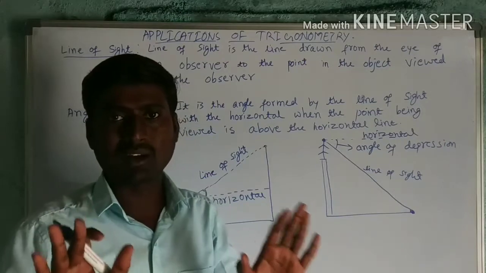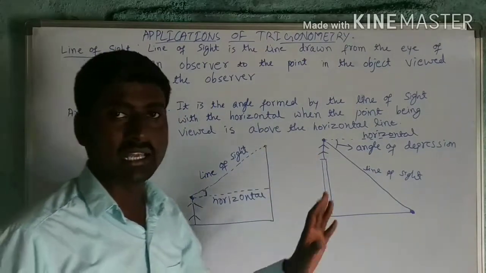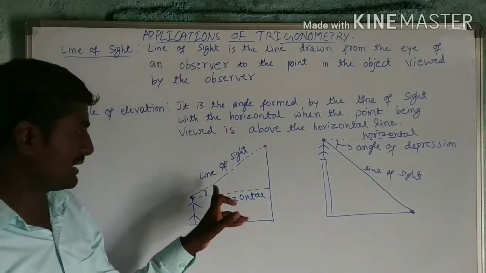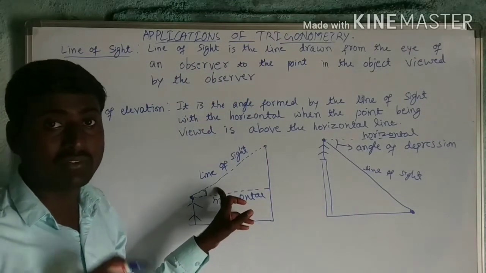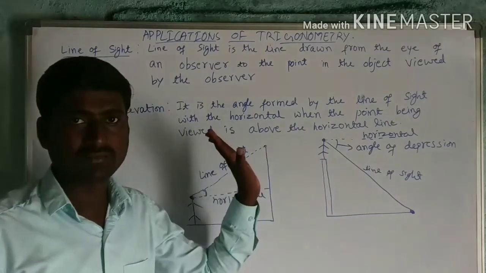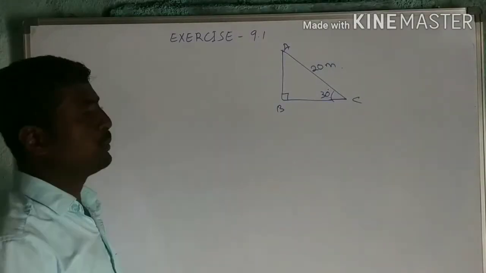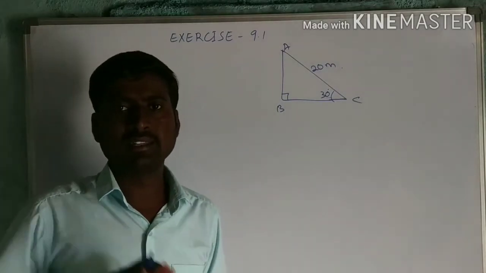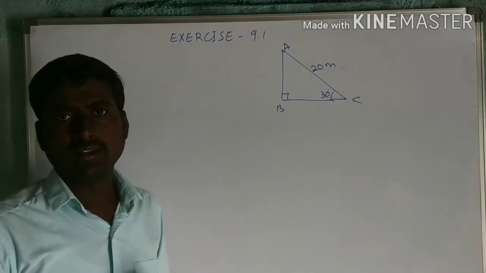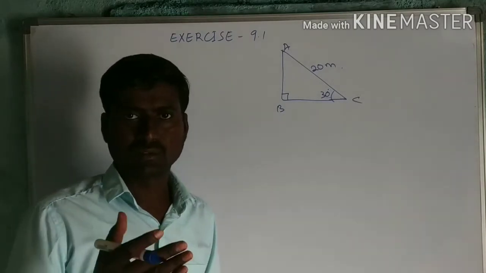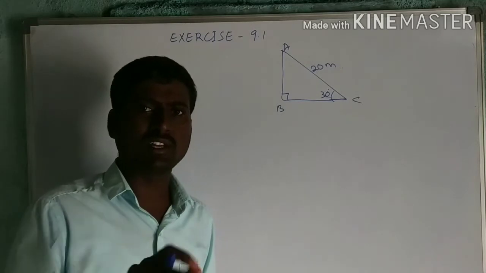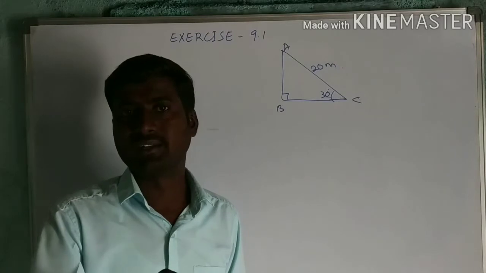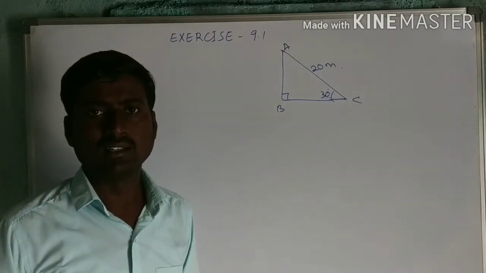Okay. You should remember all these definitions: angle of elevation, angle of depression, and line of sight. These two concepts are very important: angle of elevation and angle of depression. Let us start exercise 9.1. In this exercise, the questions are very lengthy. I cannot write them on the board. I will read the questions, so you concentrate on the question, and you can see your textbook also. First understand the question, what is given. Then you can concentrate on the solution.